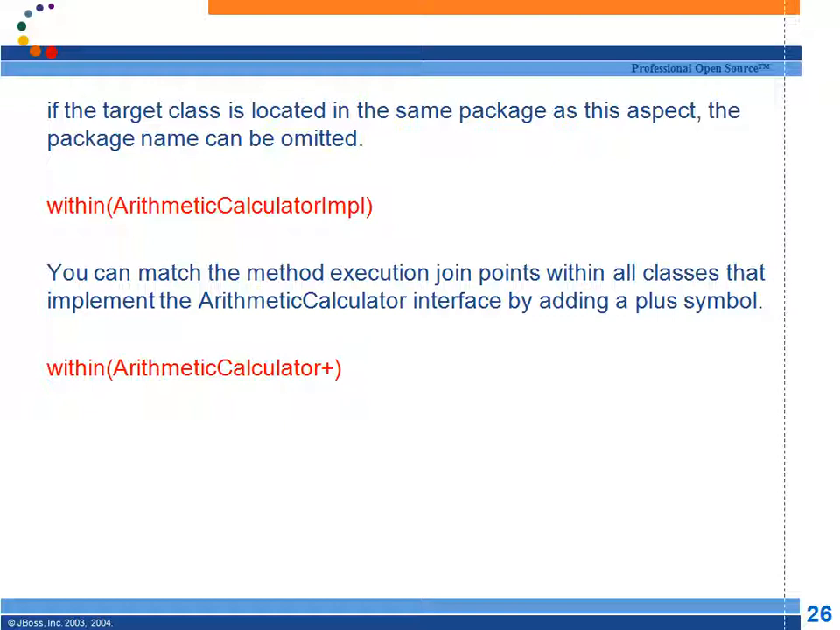If you are using annotation, this is the one which is applicable. We'll come back to this later. Now tell about this one. Arithmetic calculator is an interface. You can match the method execution join point to all classes that implement the arithmetic calculator interface by adding a plus symbol. All the methods of all the classes which are implementing this interface are matched by this pointcut expression.